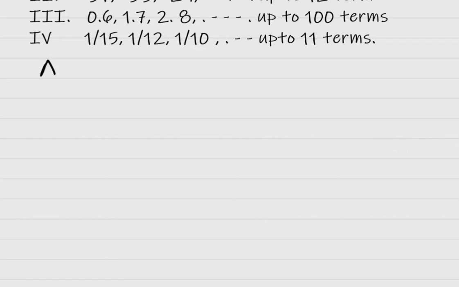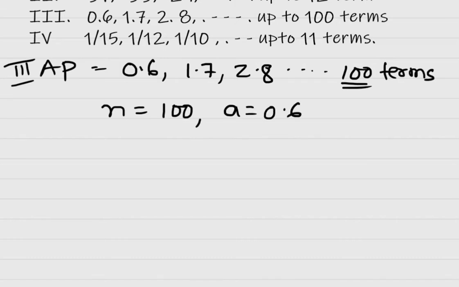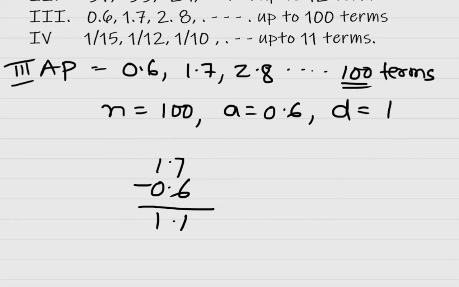See, this AP is for the third one: 0.6, 1.7, 2.8 up to 100 terms. Children, here you have to find up to 100 terms. That means here n is equal to 100, A is equal to 0.6, and let's see what is D. Our D should be 1.7 minus 0.6. So that is 1.1. So your D is 1.1.